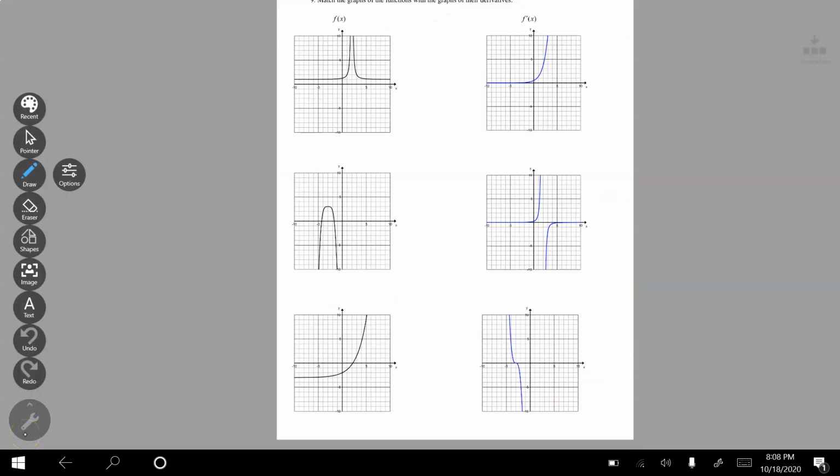So let's try some matching, and I see that these are the f's, these are the f primes. I see this, I get m equals 0, m equals positive, m is undefined, m equals negative, m equals 0. So 0 to positive, and then negative to 0. Right here it splits where the undefined is at. I would say that's that graph.